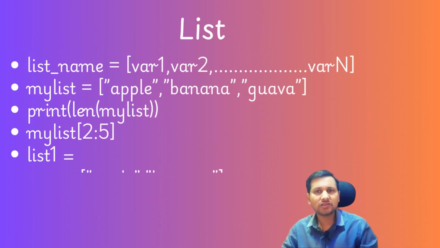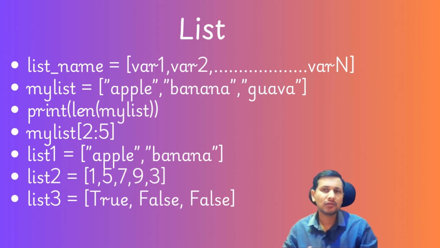Let us talk about the list data structure. The syntax is list_name equals square brackets with variable 1 to n. We have an example, my list, given here. We can use the len function to print the length. We can use slicing, like we used in strings. If we write my list [2:5], it won't print index 5, but it will print from the second to the fourth index.